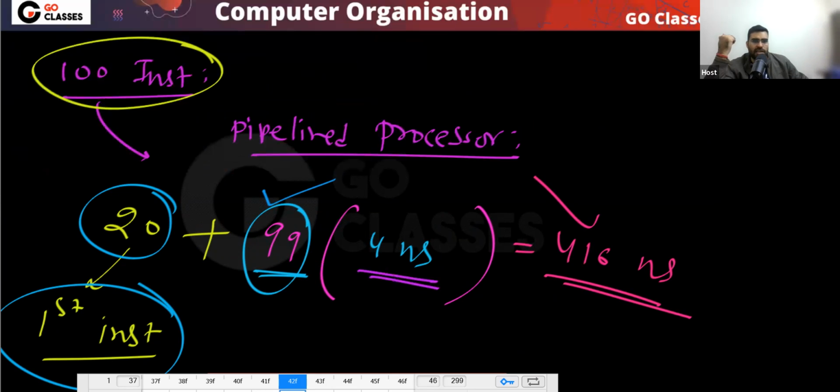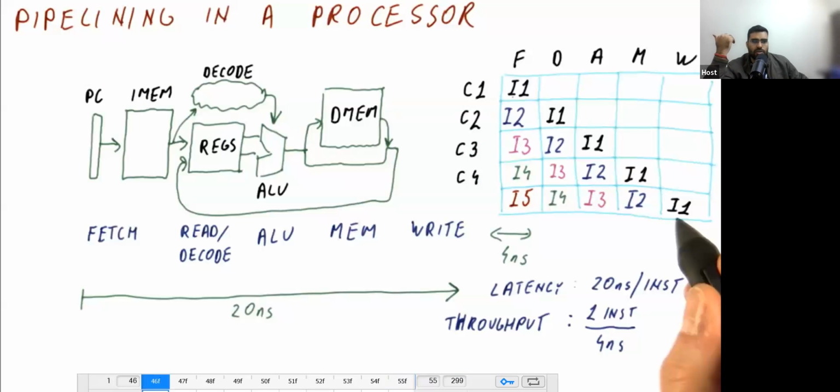And this is your cycle time. One cycle is taking 4 nanosecond. So in every cycle, one instruction will come out. So the remaining instructions will take only this much amount of time. So that is the reason total time is 416 nanosecond. So this is the complete scenario. You can check it out.